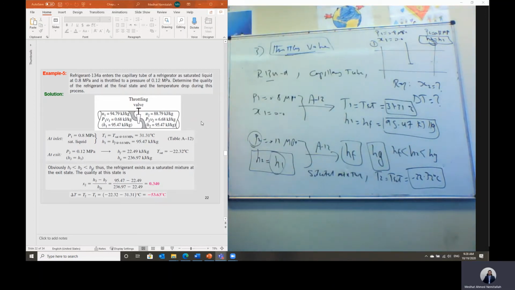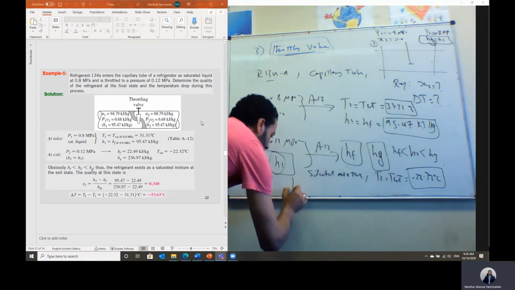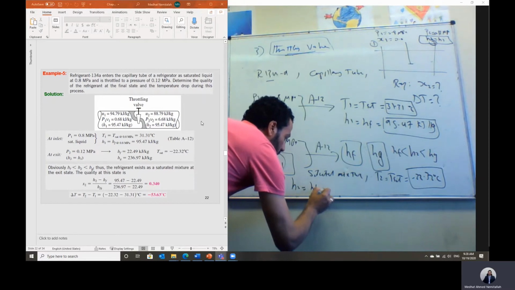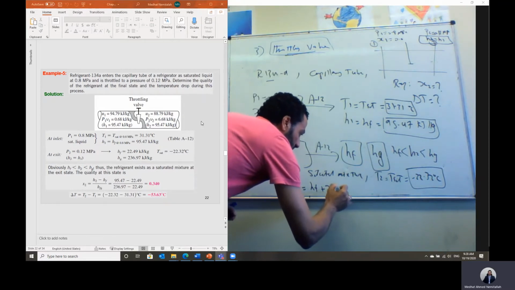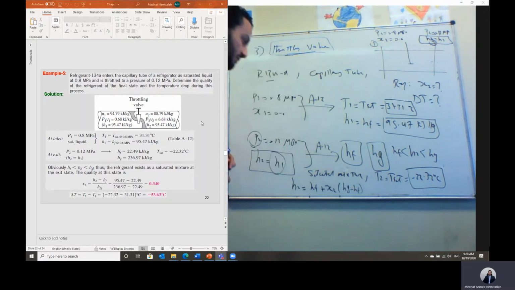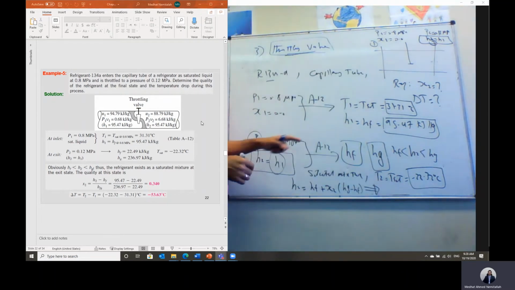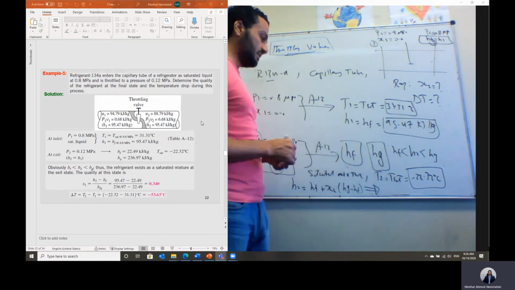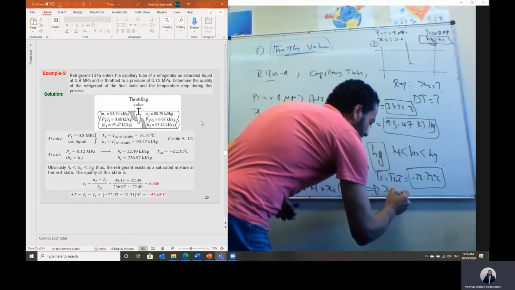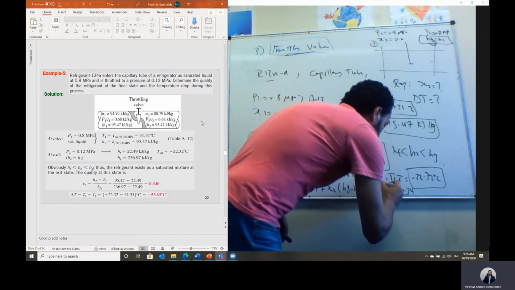So we need to calculate the quality. We have the enthalpy H2, and we got H fluid and H gas from the table. Then H2 will equal H fluid plus X2 multiplied by H gas minus H fluid, which is HFG. We have H2 equal to H1, 95 point something, and we got H fluid and H gas, so we can calculate X2. X2 will equal 0.34 in this case.